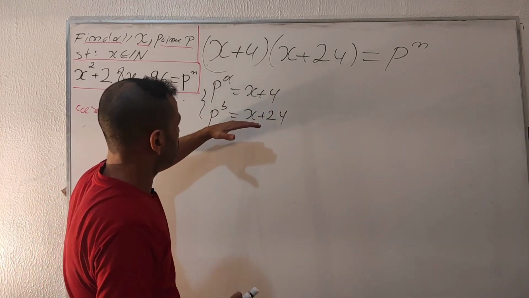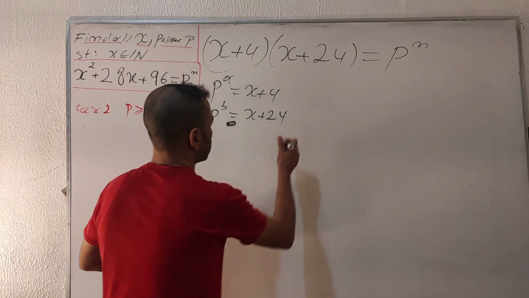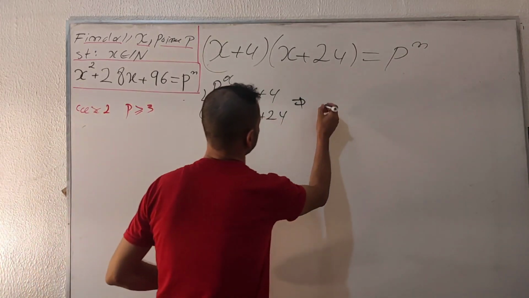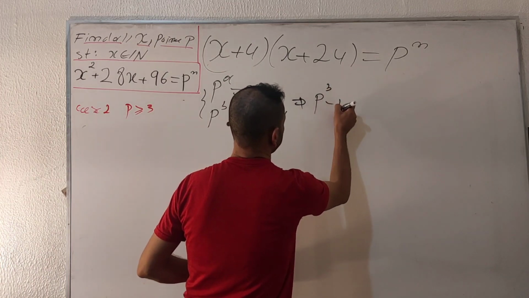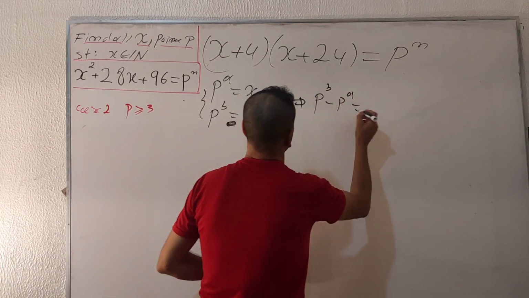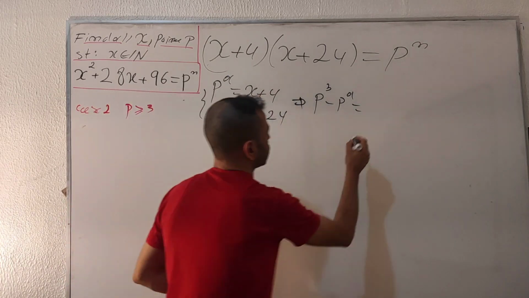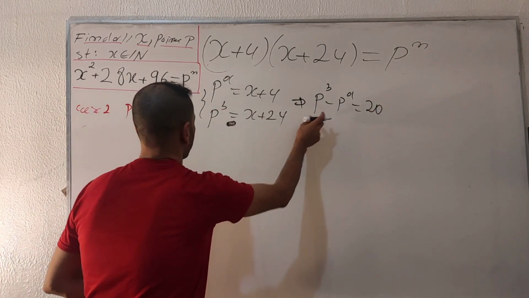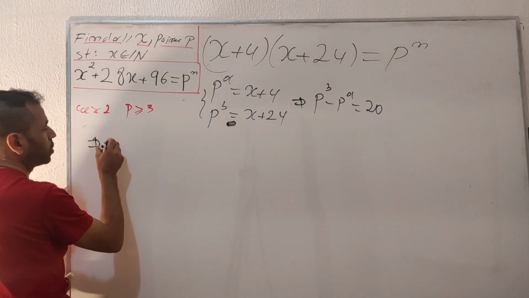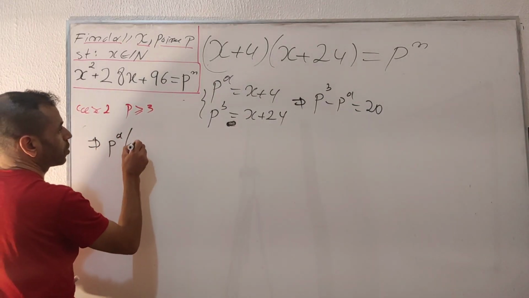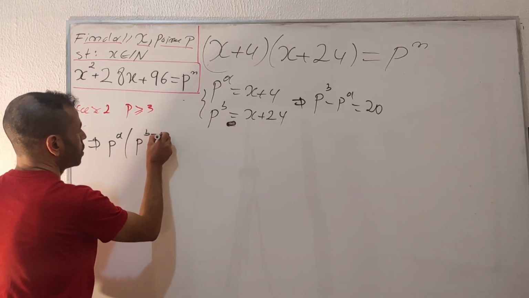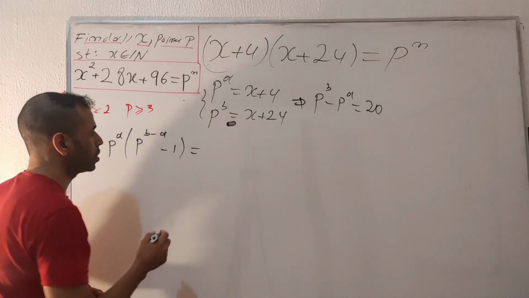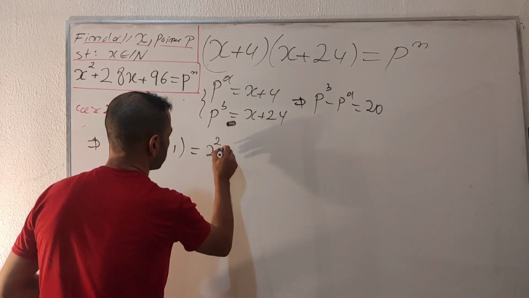So I'm simply going to take the difference of these two equations as I did previously. Taking this one minus this one, I end up with p to the b minus p to the a. With this one minus this one, I get 20 here. Now I'm going to factor this out. I get p to the a times p to the b minus a minus 1 equals 20. 20 is the same as 2 squared multiplied by 5.